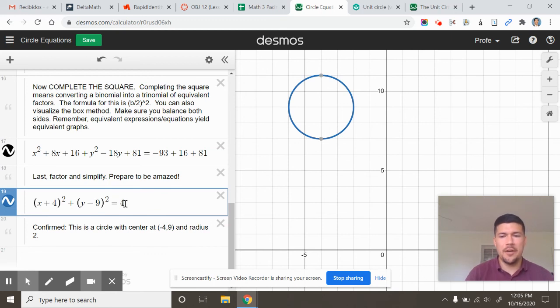And when I add up all my numbers, I get 4. So now it's in standard form. The toughest part is completing the square, but you can do it. Remember, b divided by 2, squared.